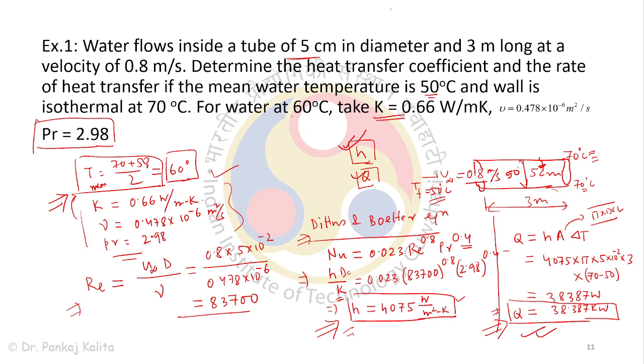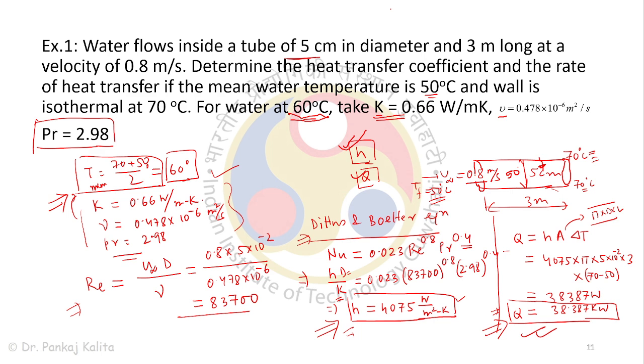Now some values are given here. The k value, the nu value, and your Prandtl number are given at 60 degrees Celsius. Note that whatever value we take is at the average temperature of the wall and the fluid temperature. So if you take the average of 70 and 50, it will come to 60. That's why these values are given at 60 degrees Celsius.